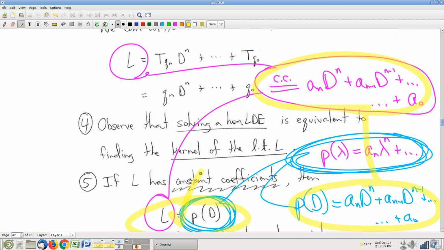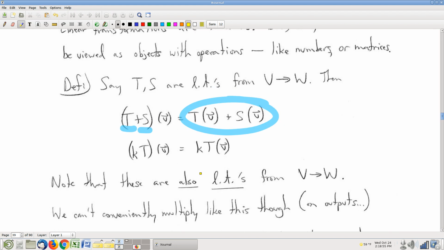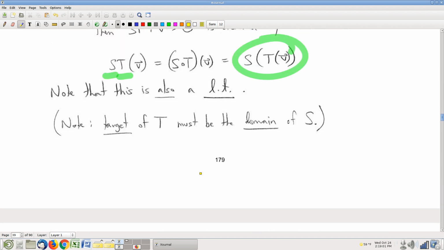Weird, but easily confirmed. Everybody good? Now let me just take a moment to recognize how sophisticated our machinery is getting here. We started off defining, for no particular reason, what it means to add linear transformations. Let's talk about what it means to multiply linear transformations.